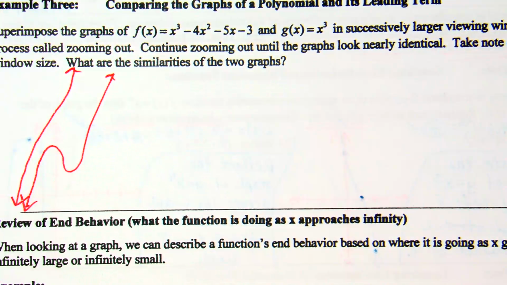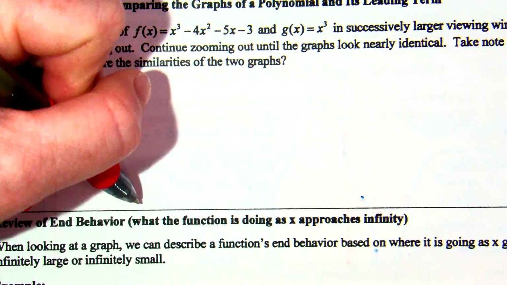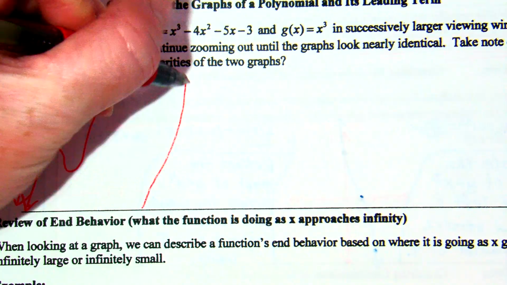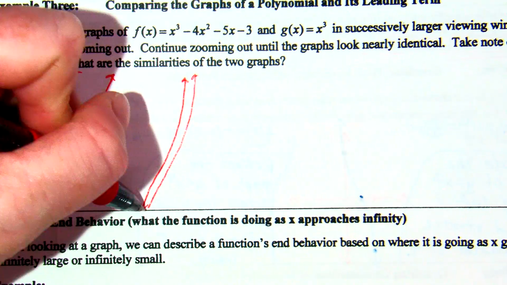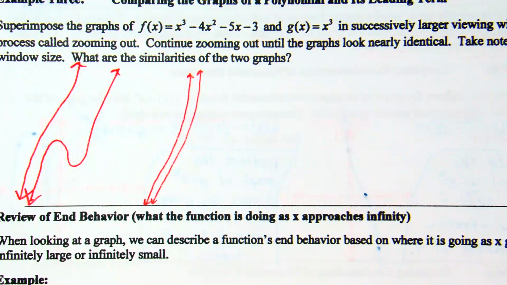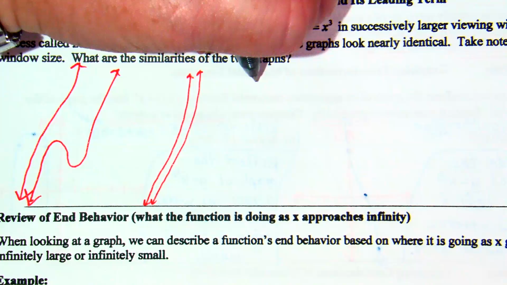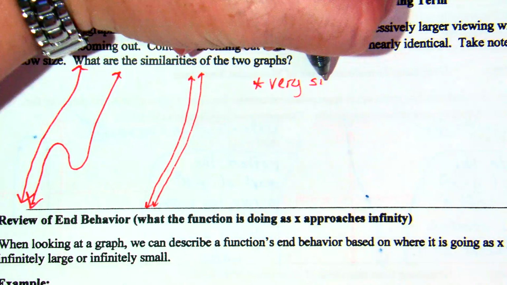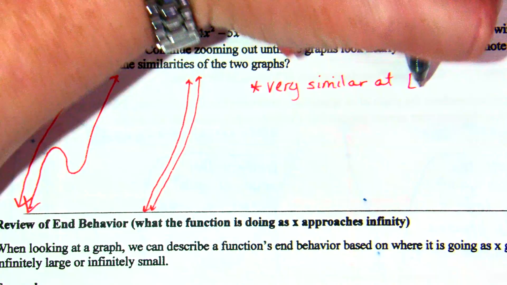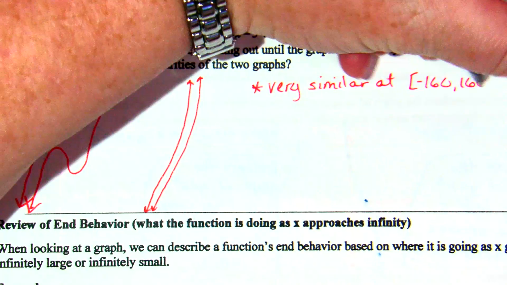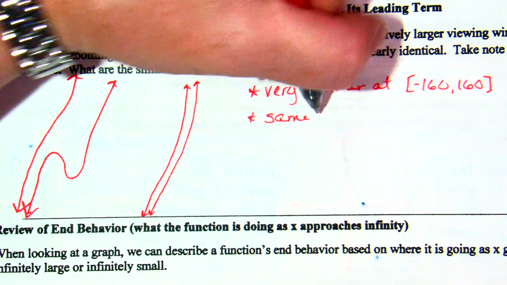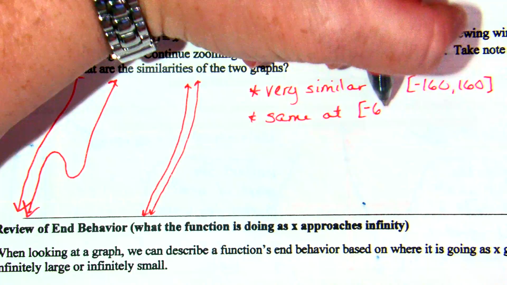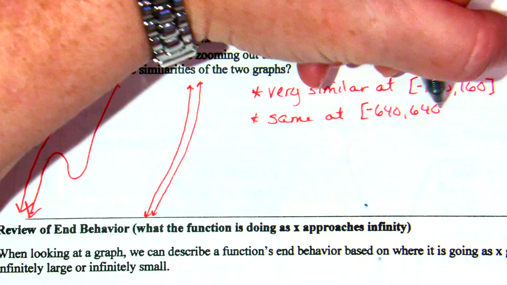By the time we get done, when I got to that 160, what was happening? They were looking almost, minus one little dip in the middle, they were looking almost like just both x to the third. And that's the idea of zooming out there. So, it said take note of window size. So, things I noted, they're very similar at the negative 160 by positive 160 size. They are pretty much the same. And that last size that my calculator did is negative 640 by positive 640.